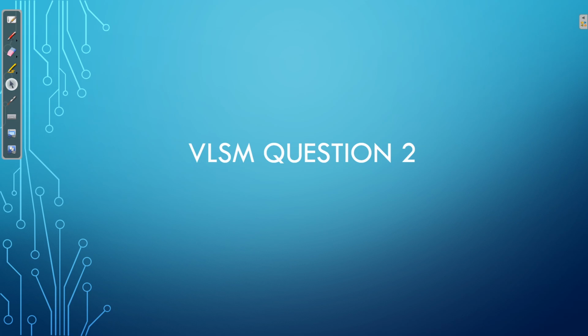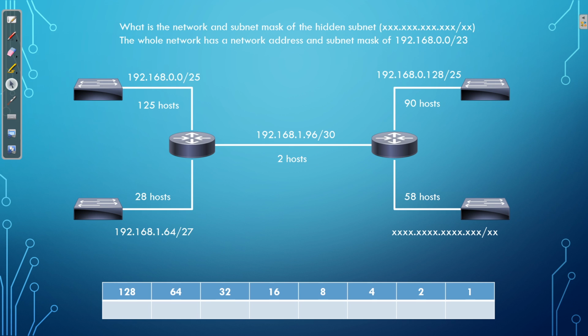In this video, we are going to go through another variable length subnetting question. This will be the last video covering the subnet process in this CCNA video series, so let's just dive straight in, guys. The question: what is the network and subnet mask of the hidden subnet down there?